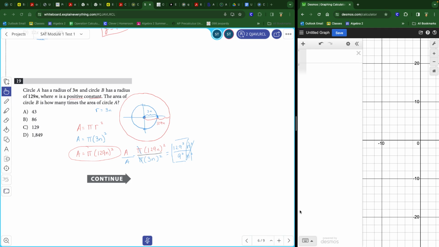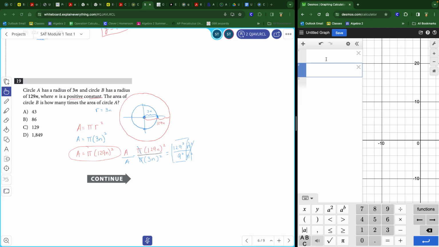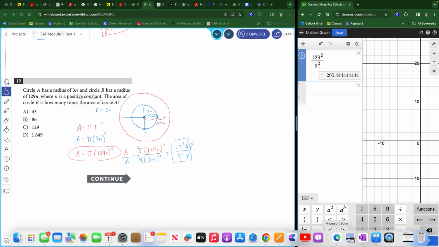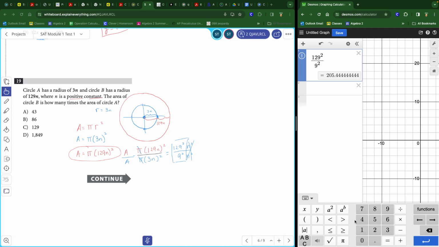and oops, I need to be showing it on here. My apologies. Here we go. So I'm going to find out what 129 squared divided by 9 squared is equal to, and it says it is 205.4 times bigger. And so I clearly have answered it wrong. Oh, sorry. I kind of made a little boo-boo right here. I can see it right now.